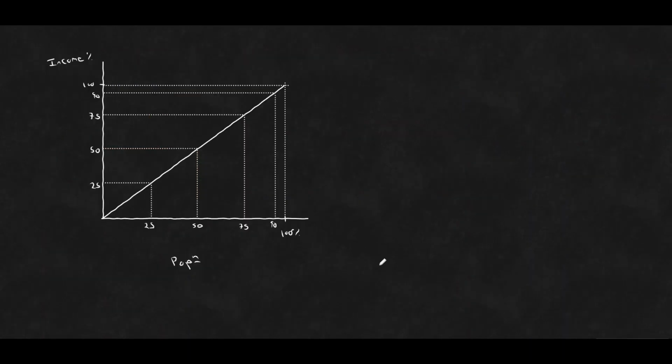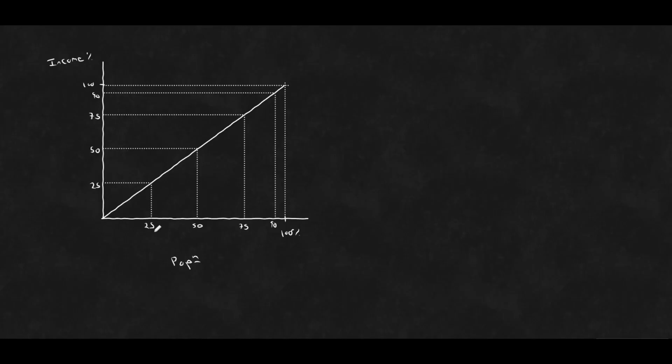Okay, so the idea of the Lorenz curve is we can take a look at the percent of the population and what correspondingly is the percent of income which they earn. If we had a perfectly equal society, we would have something that looks like this. And let's talk through what this means.